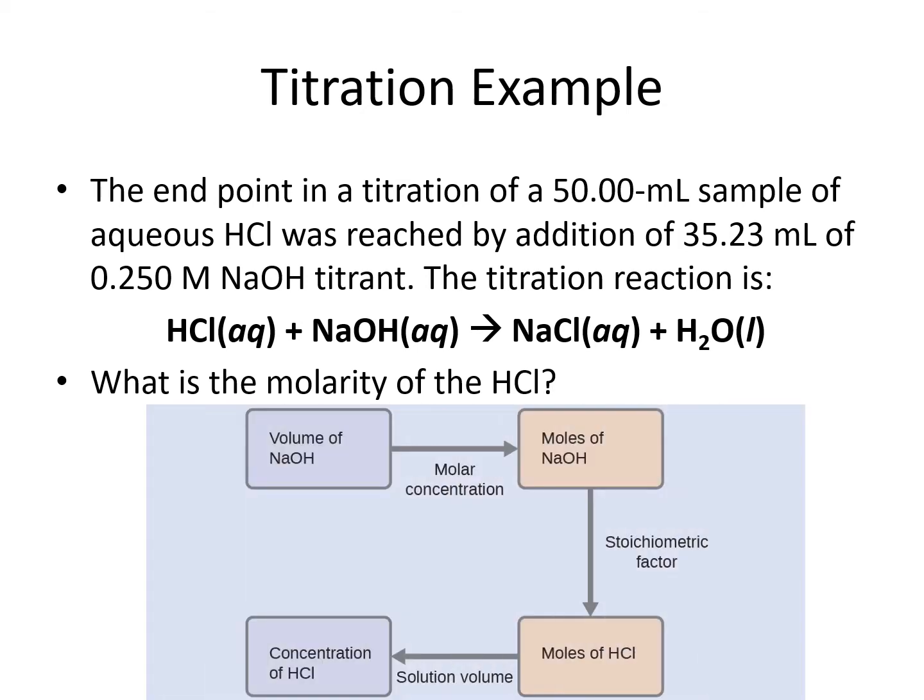The heart of this problem is a mole-to-mole conversion from one substance to another. But before we can do that, we have to get our known concentration into moles. We know the molarity and volume of our sodium hydroxide, so we can use a rearranged version of our molarity equation to find moles. Then we'll go from moles of the sodium hydroxide to moles of HCl using the balanced equation. Lastly, we can combine moles of HCl with volume of HCl using our molarity equation to find concentration of HCl.